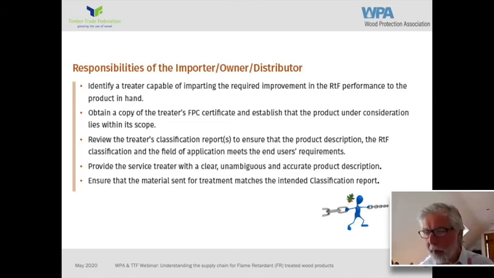So in the relationship between the importer owner and the treatment company in that diagram, what are the different responsibilities? So the owner of the, let's say, timber, solid timber, has to identify a treater that they know is capable of imparting the required improvement, and the fact that they may have accreditation from a notified body and maybe WPA Benchmark approval as well, I'll come back to that, will be verification of that. They need to obtain a copy of the treater's factory production control certificate.